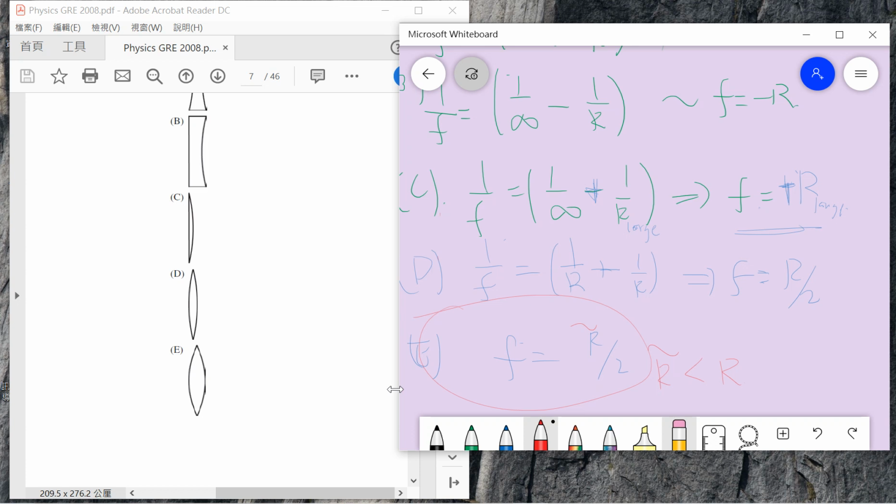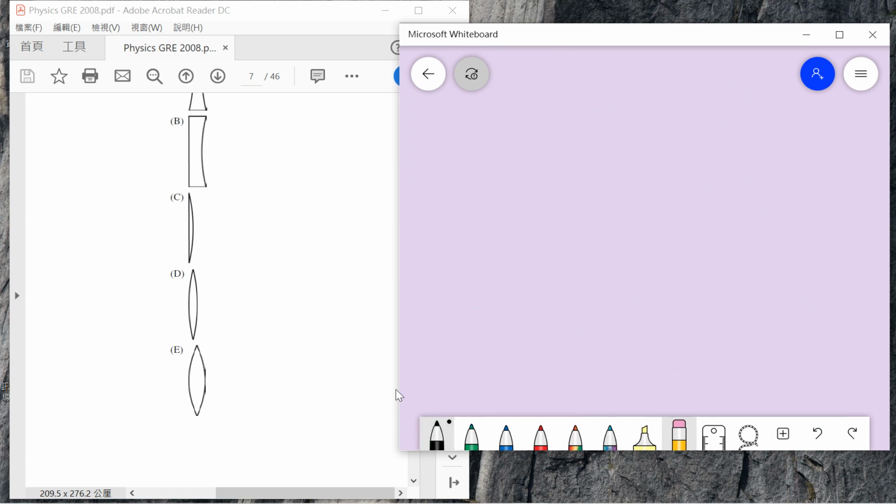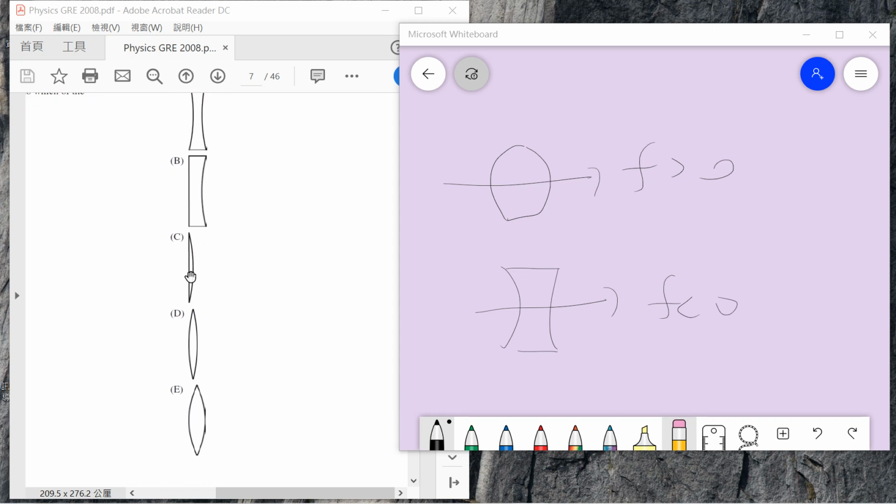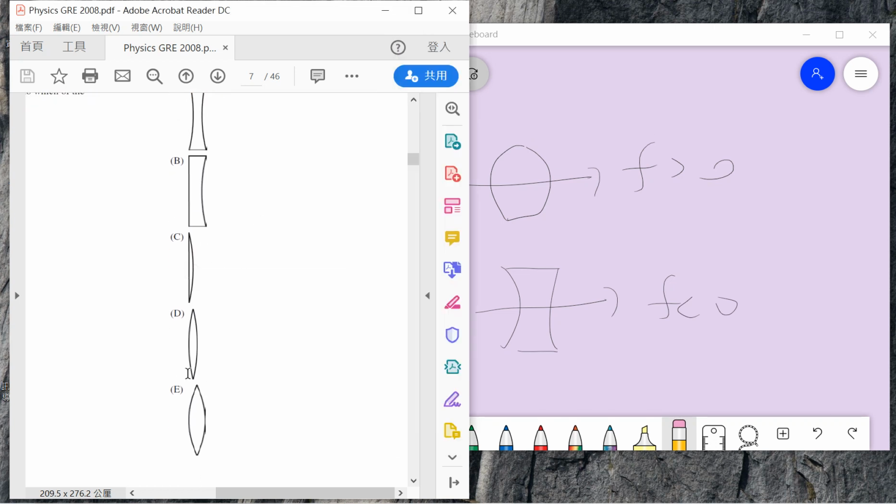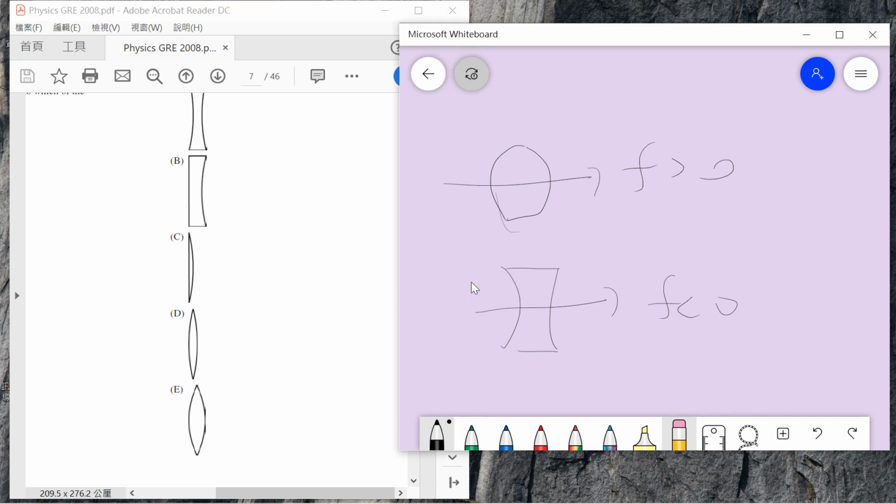Okay, and another way to solve it is you remember the general property of the lens. The general property is basically if you see this shape, then f is positive. If this shape, then f should be negative. Even if you just know this, you can say that maybe C, D, E can be the answer, and then you can guess which maybe E is the correct one.